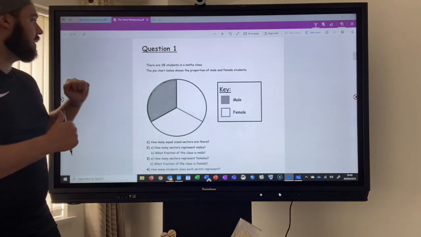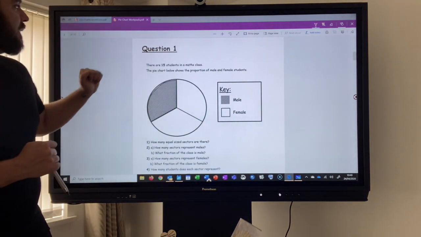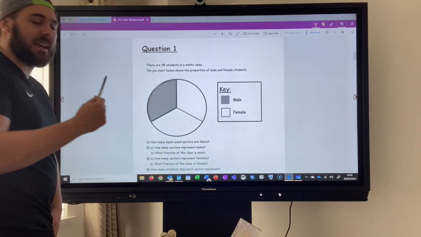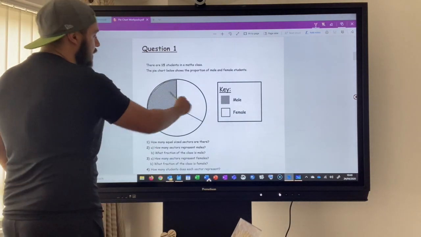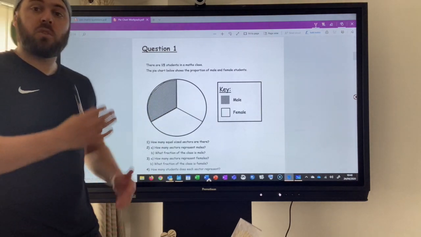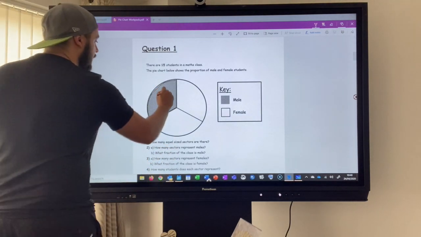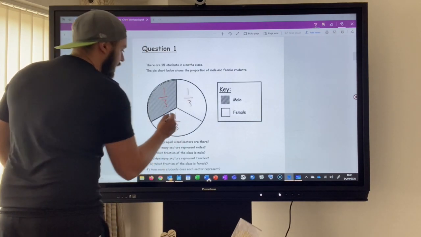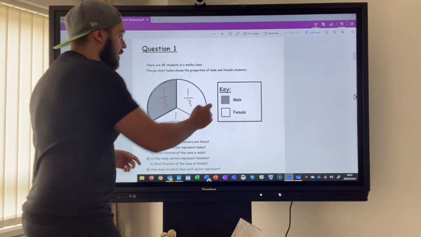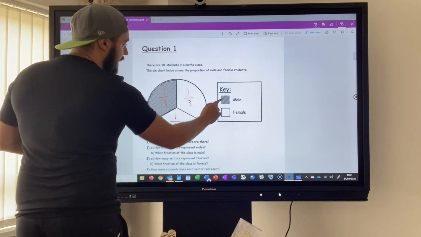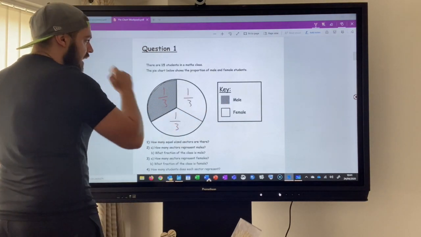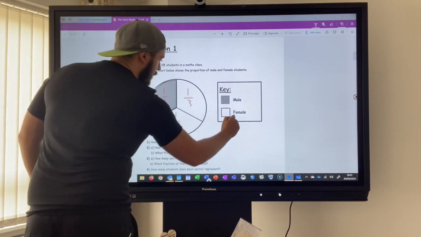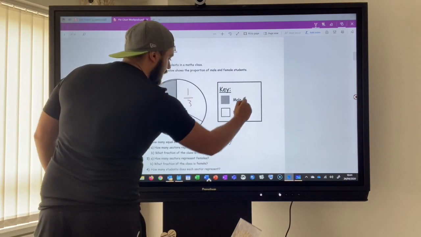So question one says, there are 15 students in a math class. The first thing I'm going to do is I mentioned about recognisable fractions. Well, this is split up into three parts, three equal parts, so it must be thirds, okay? So this is a third, this is a third, and this is a third. Okay, so these are all split up, and technically if we look at our key, the male here, that's in boys and girls, we've got a third, this is obviously a third and a third, so it's going to be 2/3. This is going to be 2/3, and this is going to be 1/3.